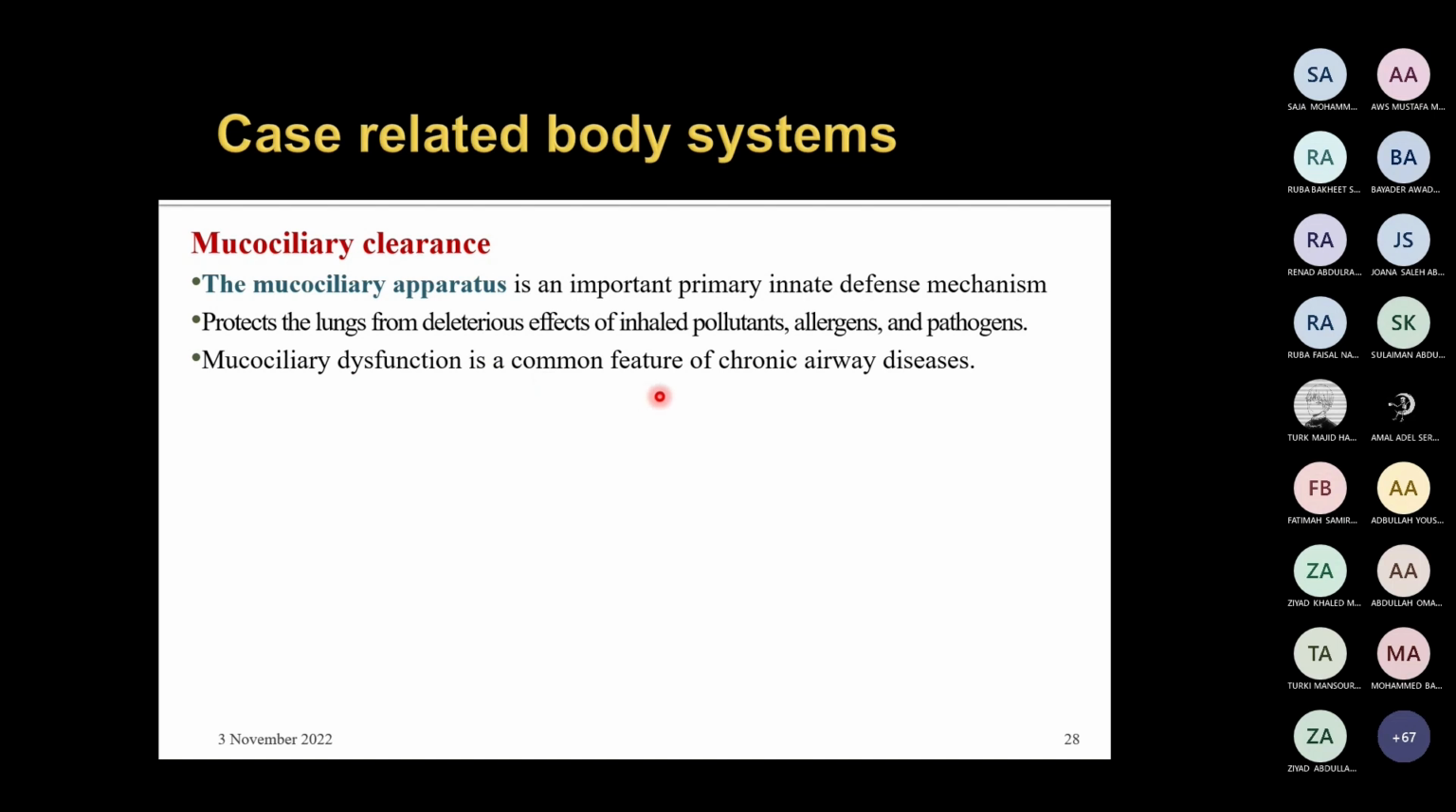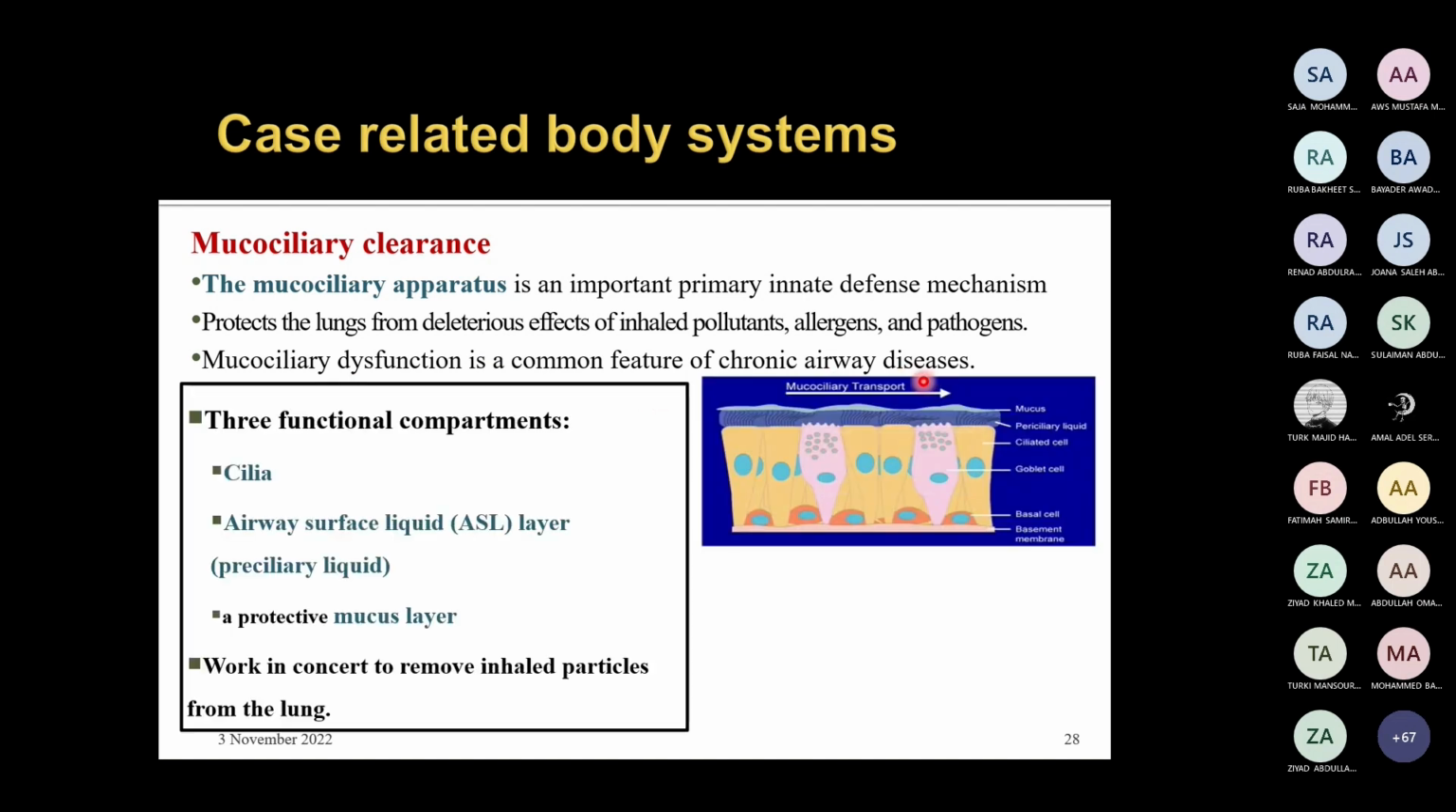Mucociliary dysfunction is a common feature of chronic airway disease. So what is this apparatus formed from? It forms from cilia, which are very fine organelles that protrude above the cell, these lines, these very fine organs. And these cilia are bathing or swimming in what we call the airway surface liquid layer, which is called the periciliary liquid. Over this liquid, the mucus is floating.